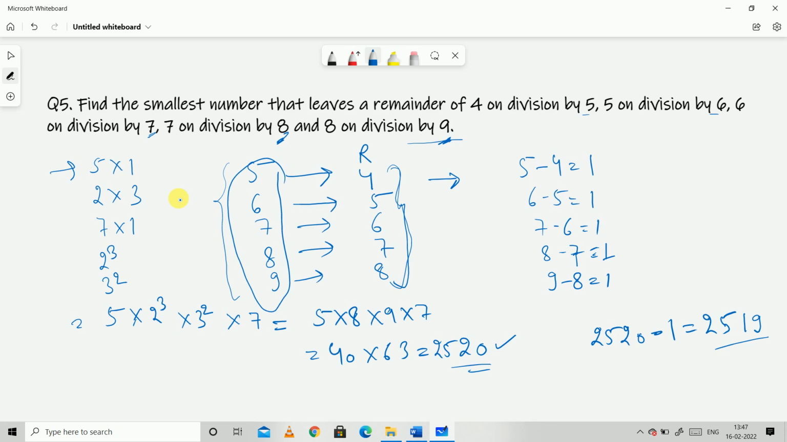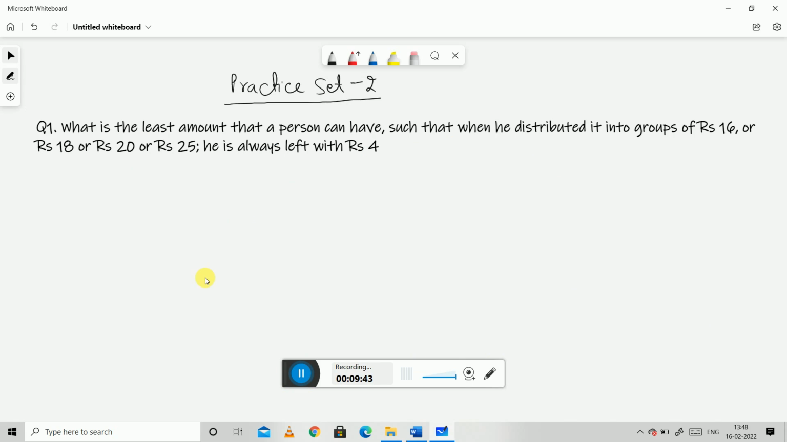Now let's move on to the next question. So now we have come to practice set 2, and we'll see the first question from it. The question is: what is the least amount that a person can have such that when he distributes it into groups of rupees 16 or rupees 18 or rupees 20 or rupees 25, he is always left with rupees 4? Here, least amount indicates that we need to find the LCM.